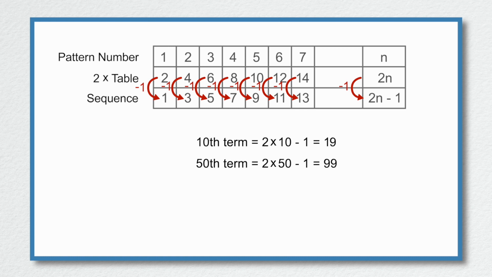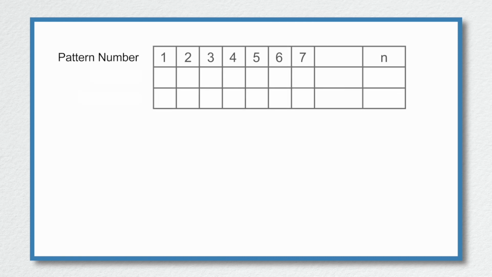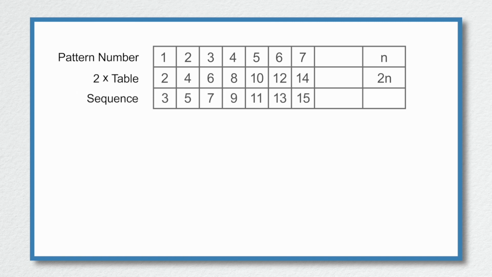Let's do the same for the other 2 sequences. So here's the pattern number, 1, 2, 3, 4, 5, 6, 7. There's the 2 times table. And here's the sequence. How do I get from the 2 times table to our sequence? Well, we can see in each case that we're adding 1 this time. 2 add 1 is equal to 3. 4 add 1 is equal to 5. 6 add 1 is equal to 7. So the nth term of our sequence is 2n add 1.